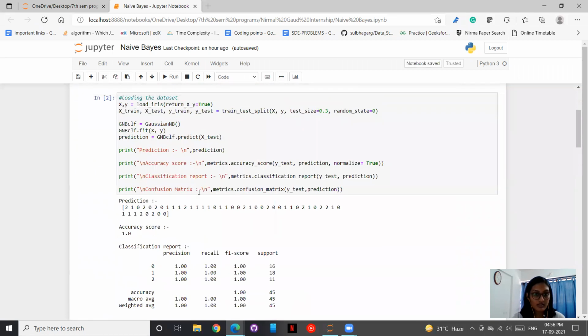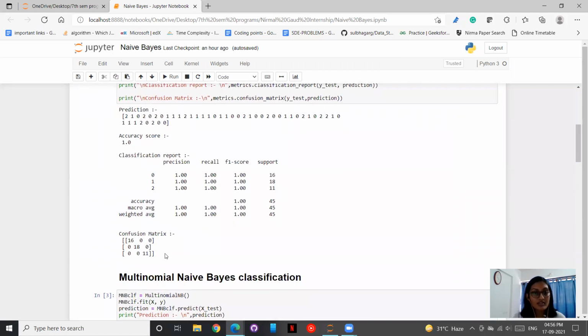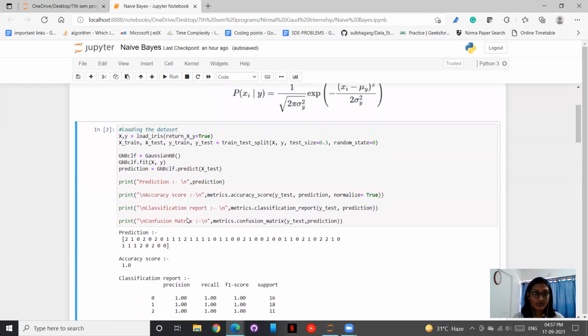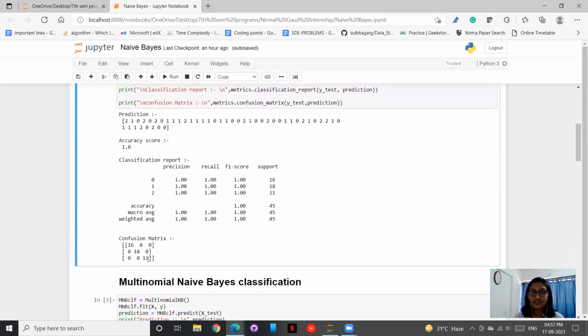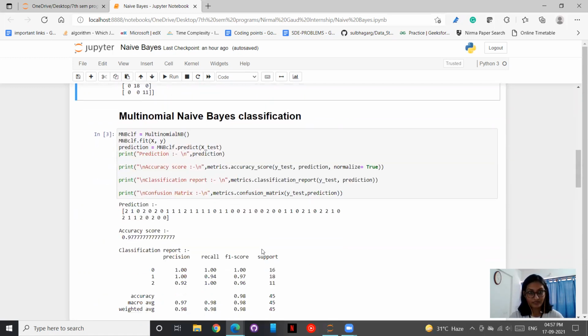Thus, in our case, let me just move to the Gaussian naive Bayes. In our case, the first row is iris setosa, the second is versicolor, the third is virginica. The first column is setosa, the second is versicolor, and the third is virginica. Now, all the diagonal values are the green values, and the rest are the red values, which we don't want. In the case of Gaussian, all the values lie on the diagonal, and that is how our accuracy score is 1, because none has been predicted into a wrong class.